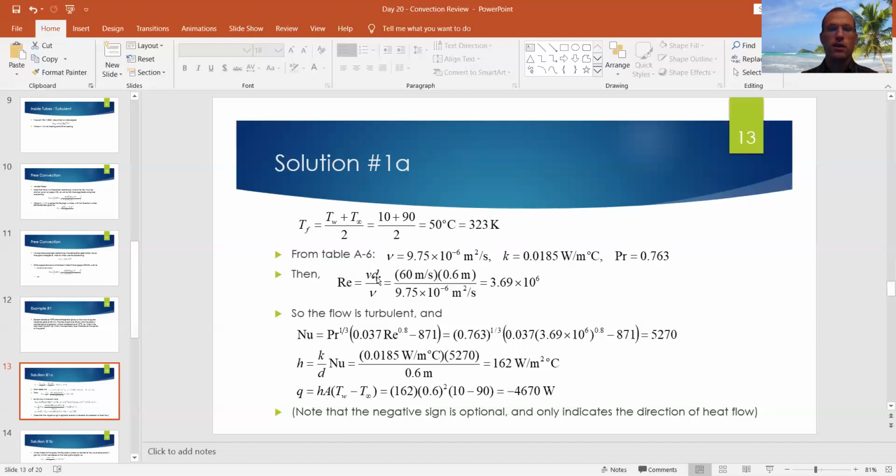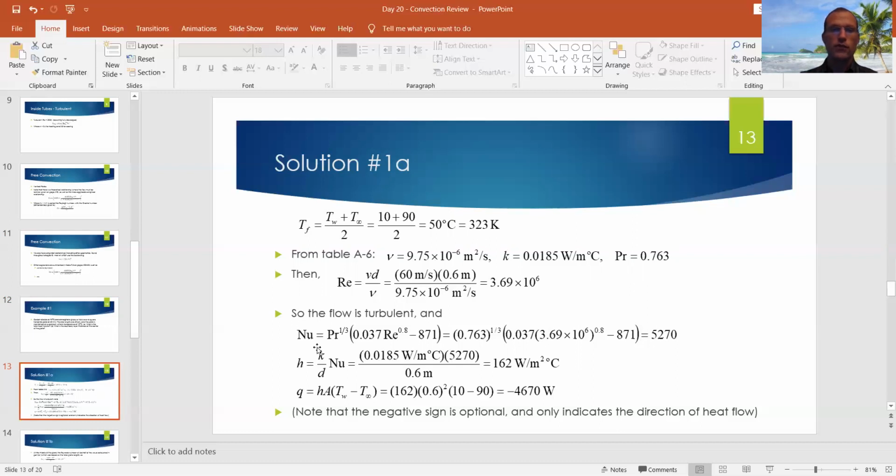Then from that I can find my Reynolds number. Velocity of 60, length of 0.6 meters for my plate, kinematic viscosity 9.75 times 10 to the negative 6, gives me a Reynolds number of 3.69 times 10 to the 6th. That's bigger than 500,000, so this flow is going to be turbulent.